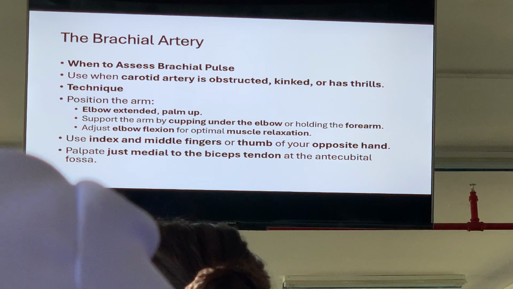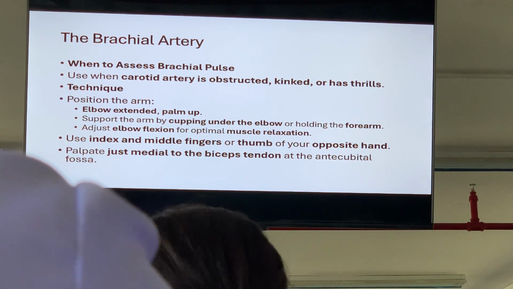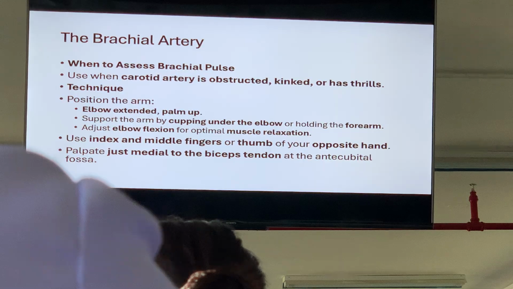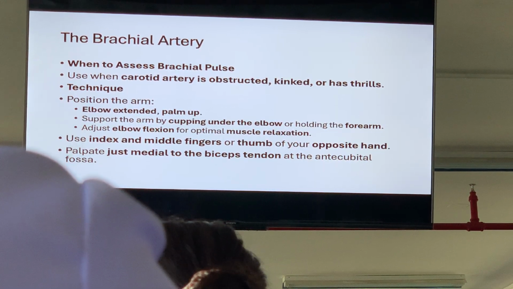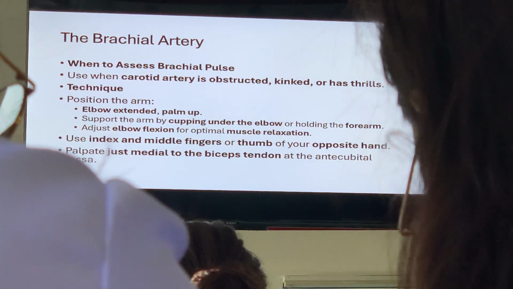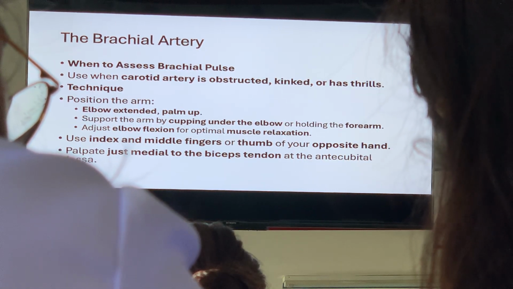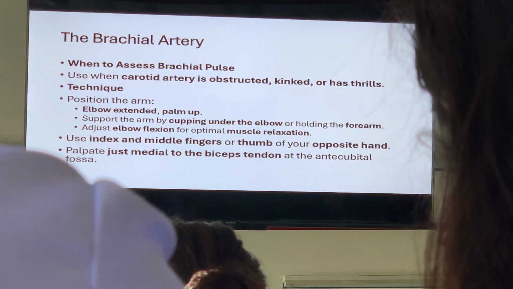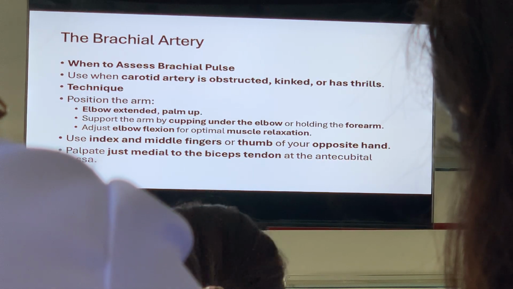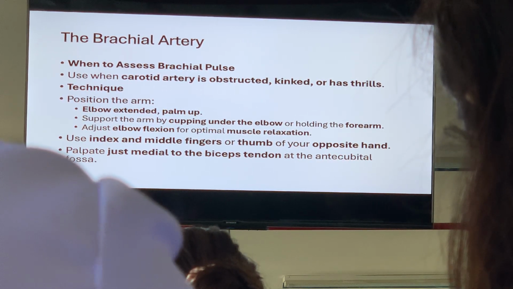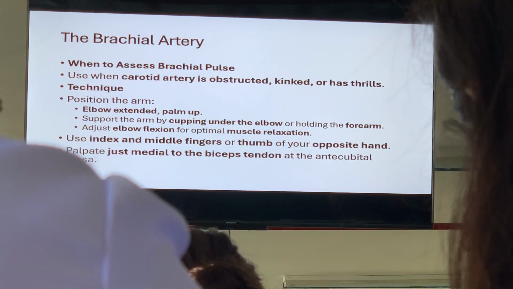So the technique, you just position the arm, you extend the elbow, palm up, and then you support the arm by cupping under the elbow, holding the forearm, and then adjust the elbow flexion to optimize muscle relaxation, and you can palpate further the brachial pulse. So you use again the index and middle finger. It's usually located medial to the biceps tendon.